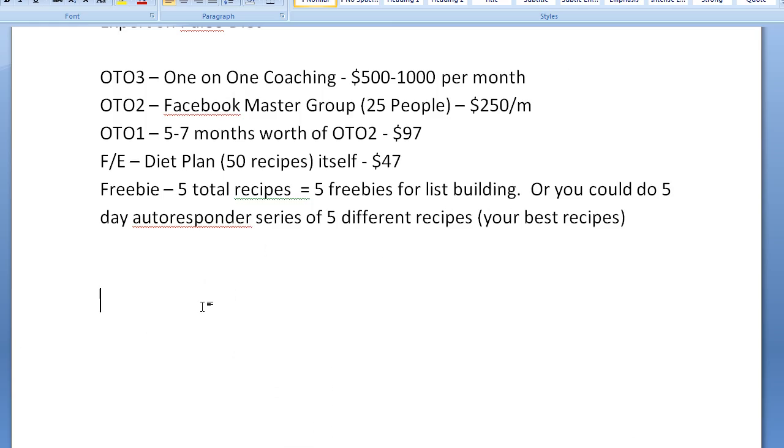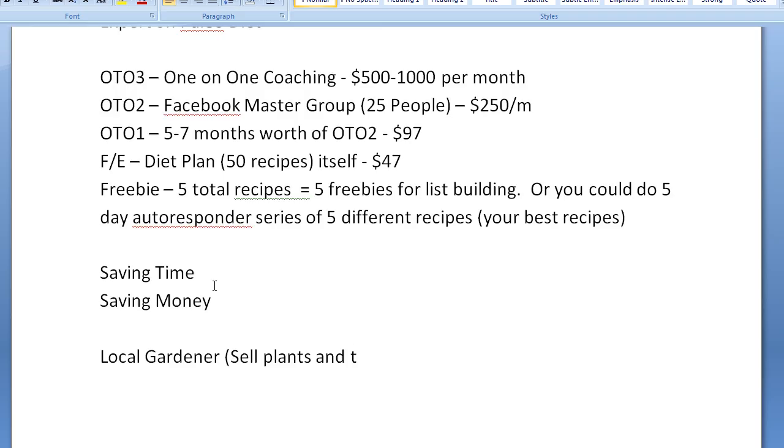Now, if we think about the reasons why people buy, time, like saving time, saving money, and those are the main two objections. So you could incorporate into your sales funnel some sort of done for you that saves time, saves money, and so forth. So let's say, for example, that I am a local gardener and I sell plants and tomatoes, tomato plants, plants in general, and things like that.